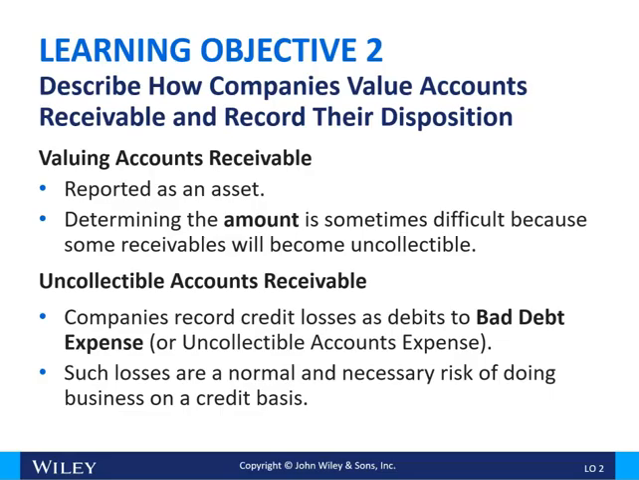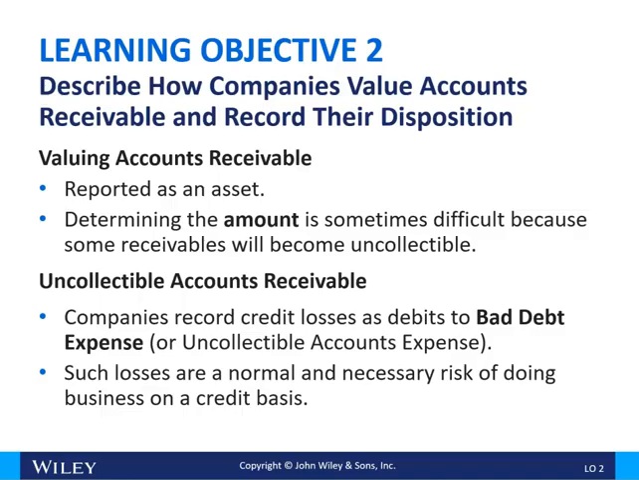Now we'll go on to how companies value accounts receivable and record their disposition. So we've talked before, accounts receivable is an asset. It's a current asset, so it shows up in the current asset section of the balance sheet. Determining the amount is sometimes difficult because some receivables will become uncollectible.